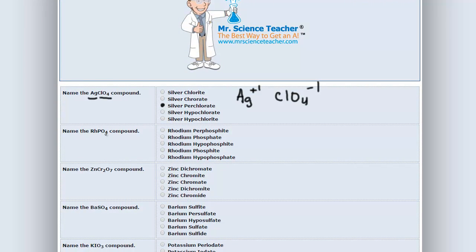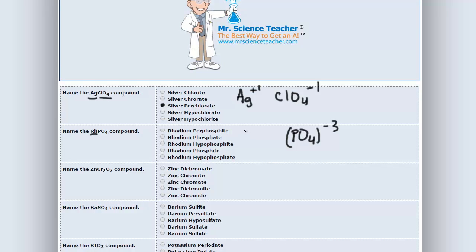Name the RhPO4 compound. Rh is rhodium. Now, PO4, you memorize that polyatomic ion. It's called phosphate. Now, phosphate, PO4, that's a -3 charge, if you remember correctly. Phosphate is a -3 charge.